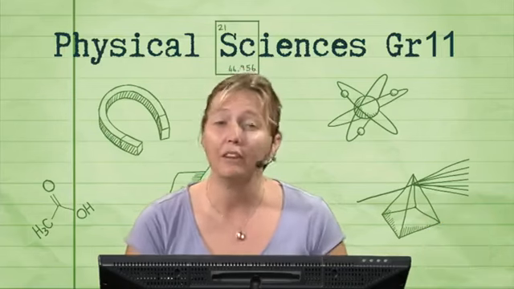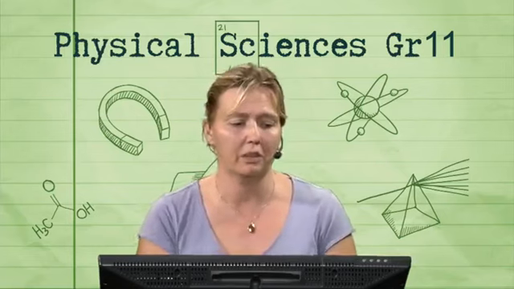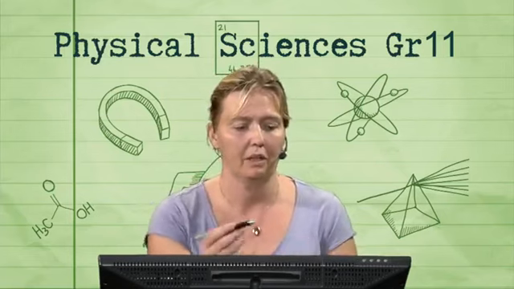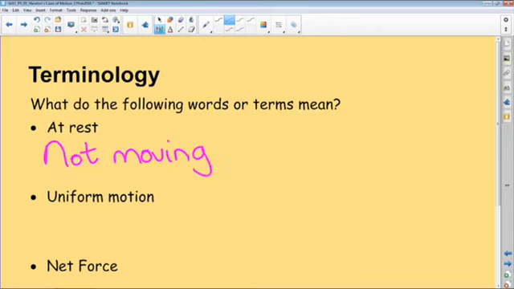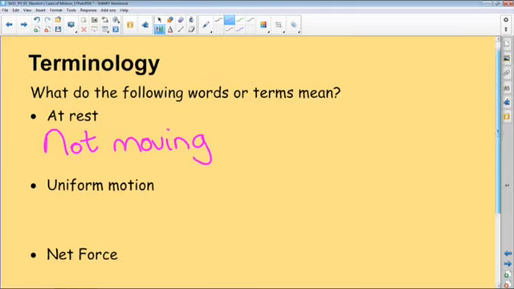Okay, so you've had your 2 minutes. Let's have a look at what these terms mean. At rest. Anybody got an idea of what at rest means? At rest means it's not moving. Good. So let's pick a color. Sorry, gents, we're going with pink today. But at rest means that the object is not moving. Okay? What about uniform motion?